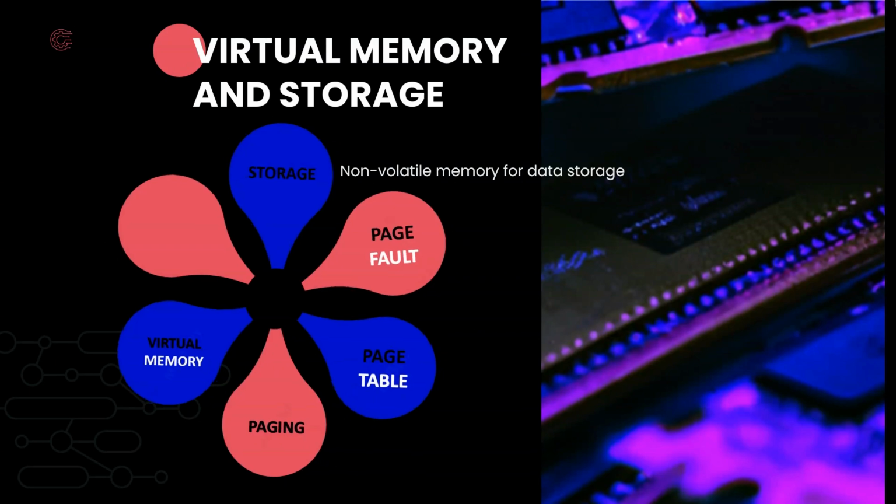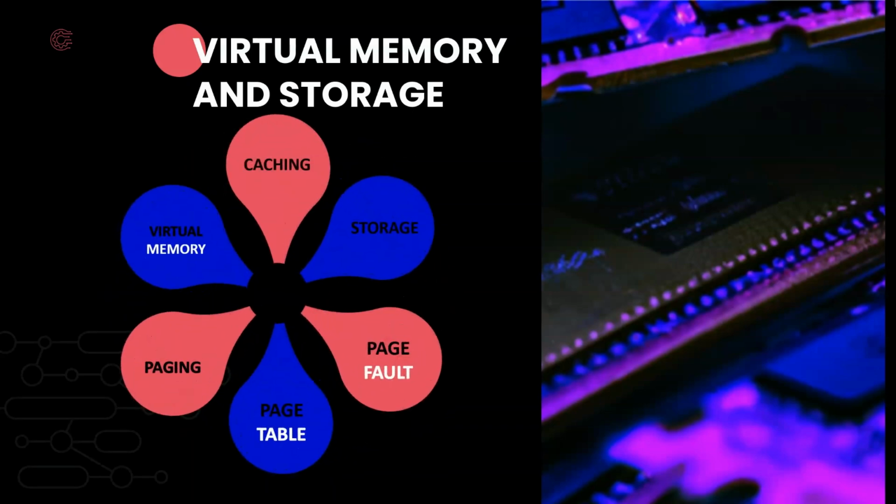Finally, we have caching. Caching is a technique used to store frequently accessed data in a faster location closer to the processor. This can greatly improve performance by reducing the number of times data needs to be retrieved from slower memory or storage.